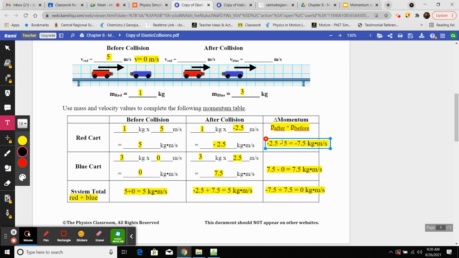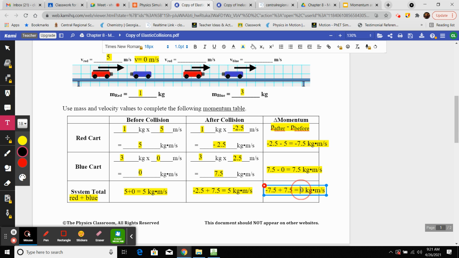Even though the red car changed its momentum, it decreased, it changed by a negative 7.5, and the blue car increased by 7.5. When you added those two together, there was still no net change in momentum. 0, which is why this value is still 5 and not 7, 6, 4. It's the same number as 5. All right, so 5 beforehand, 5 afterhand. So that will be kind of basically your conclusion.